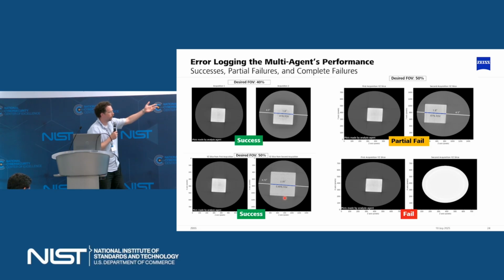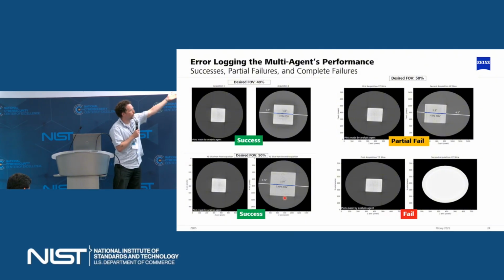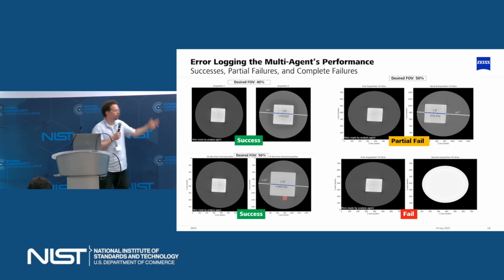In a successful scout and zoom, we said, take up 40% of the field of view, and then the sample does take up 40% of the field of view, or take up 50%. Some of the partial failures are where the sample is not centered on the axis of rotation, and in other cases the acquisition parameters it chose were just bad.